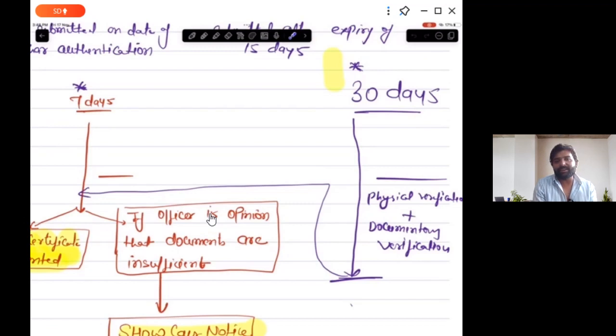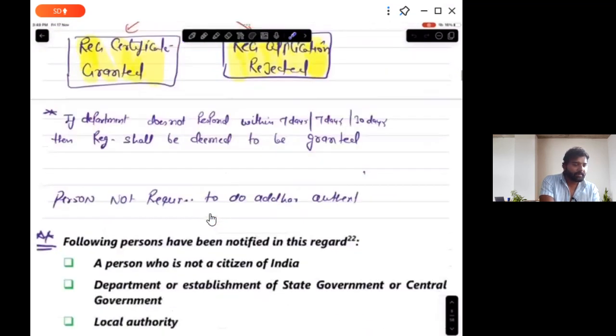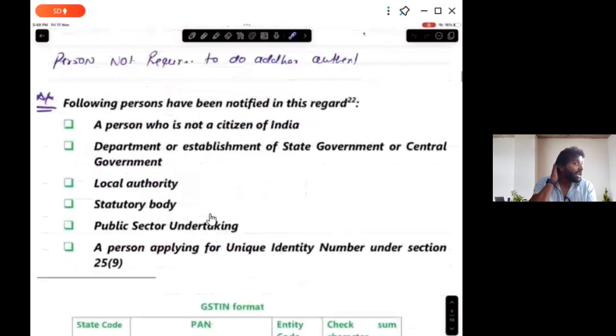And after that, they will respond whether they will grant the registration, or if they feel that the documents are insufficient, they will issue the notice. So rather than responding within 7 days, if I am not doing the Aadhaar authentication, then the department will respond within 30 days. So that is a huge difference. The department will respond within 7 days if I am doing the Aadhaar authentication, and within 30 days if I am not doing the Aadhaar authentication. So this is the process of Aadhaar authentication.